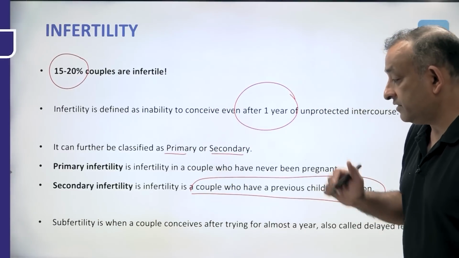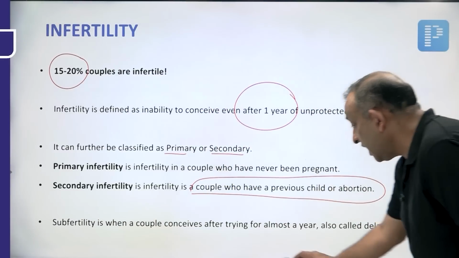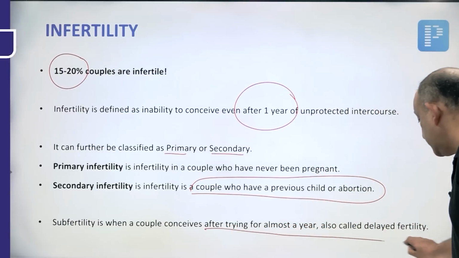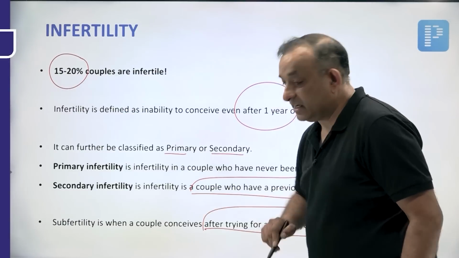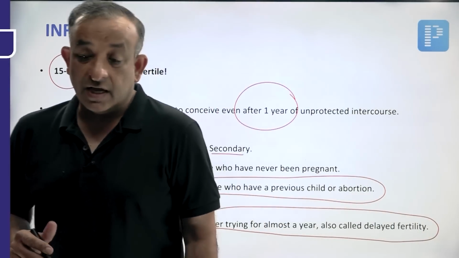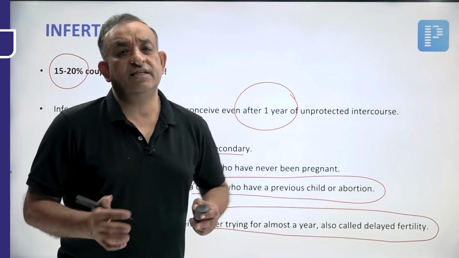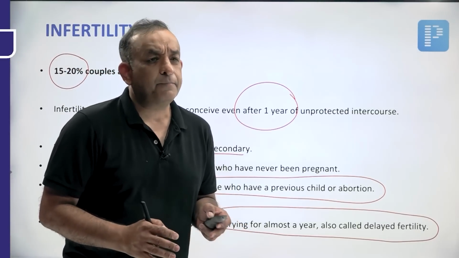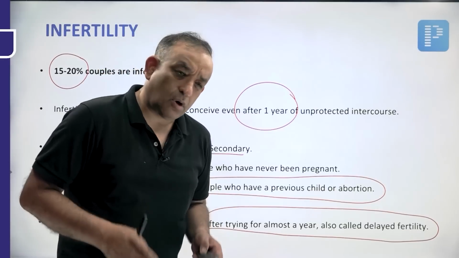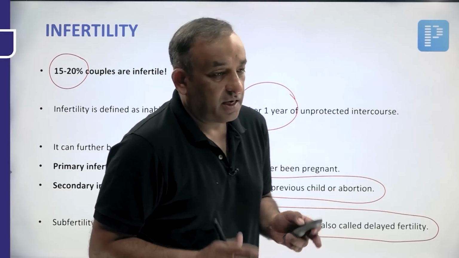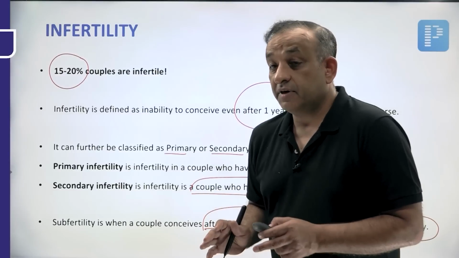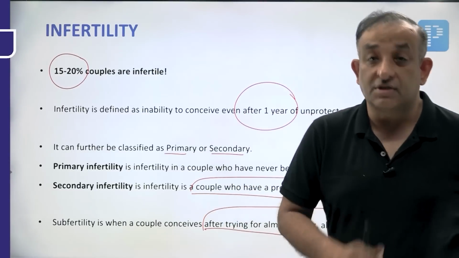Now, what is subfertility? When a couple conceives after trying for almost a year, that is delayed fertility, is what is known as subfertility. So, a lot of us have a problem of using these terms interchangeably, infertility and subfertility, which is not exactly wrong also, but it's not appropriate. Infertility is no conception. Subfertility is eventual conception after a long time.